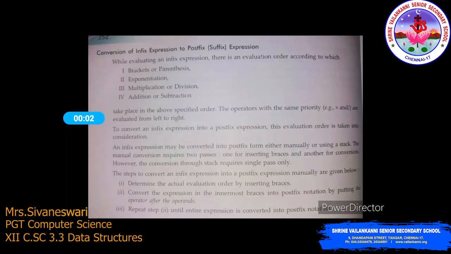Next one is conversion of infix expression to postfix expression. The infix expression will have the operator in between the operands. Postfix will have the operands first and then the operator. While we evaluate an infix expression, we first consider the brackets or parentheses, then exponentiation. This is the priority we give for the operators. So exponentiation, then multiplication or division, and at last addition or subtraction.